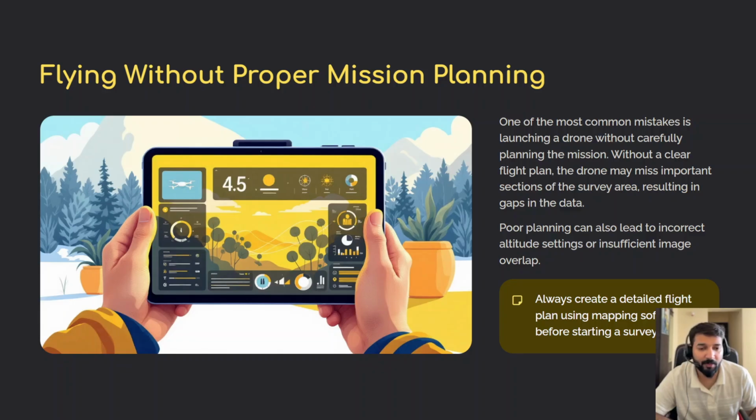One of the most common mistakes is launching a drone without carefully planning the mission. Without a clear flight plan, the drone may miss important sections of the survey area, resulting in gaps in the data. Poor planning can also lead to incorrect altitude settings or insufficient image overlap. Always create a detailed flight plan using mapping software before starting a survey mission.